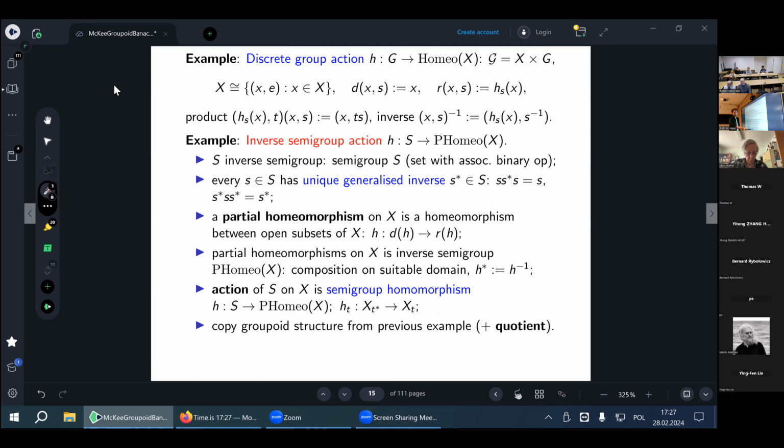So just a remark here. Later in the talk, we'll encounter inverse semigroups acting on other things. Here, the inverse semigroup acts by partial homeomorphisms on a set X. It could also act by partial automorphisms on a C-star algebra, for example. That would be a C-star algebra isomorphism between two ideals of the C-star algebra. And we'll come across some of those later.